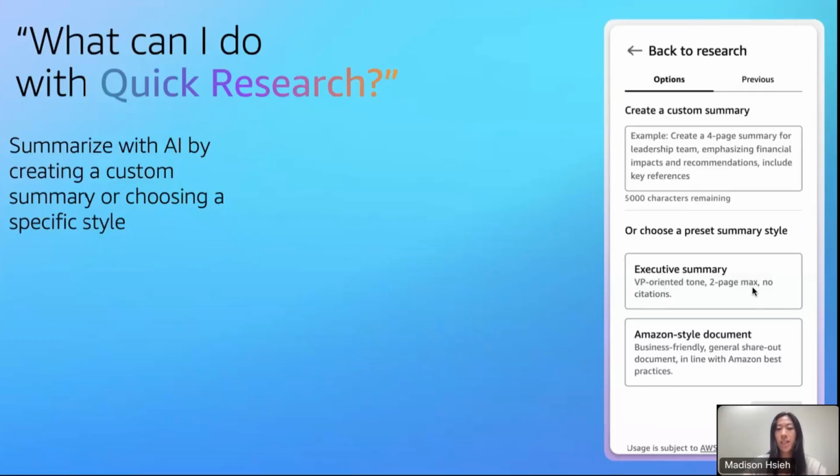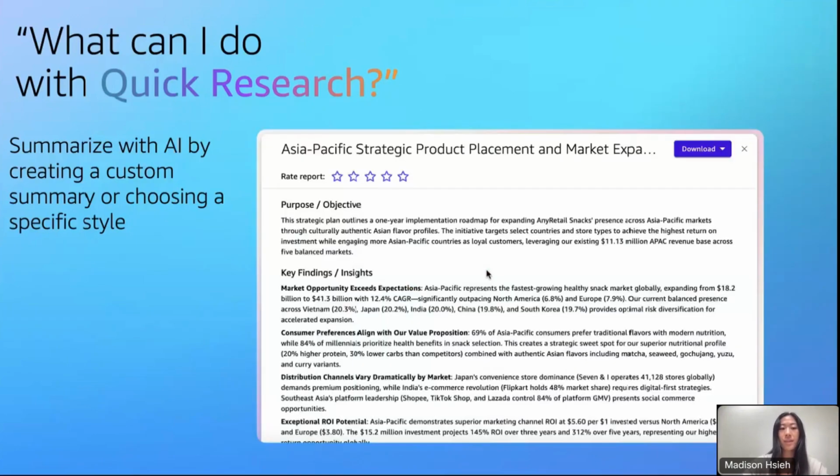In this description, the research plan would then be refined to a more VP-oriented tone, with a 2-page max and no citations. So those are just a few options of what you can do with Quick Research. And as you can see here, this is something I generated from one of the ones I've tried before, which is the same prompt. And I chose to do an executive summary.